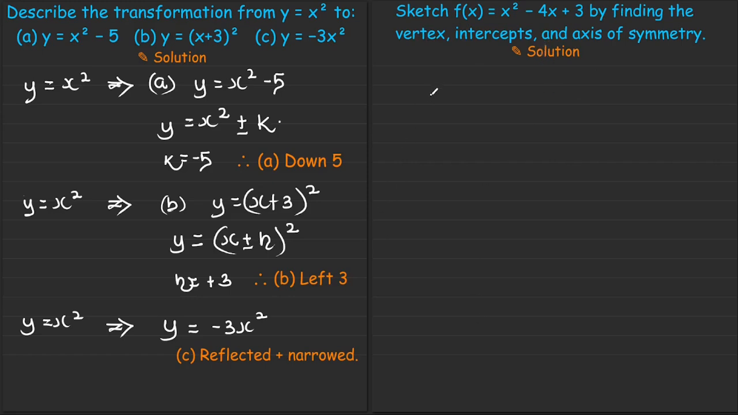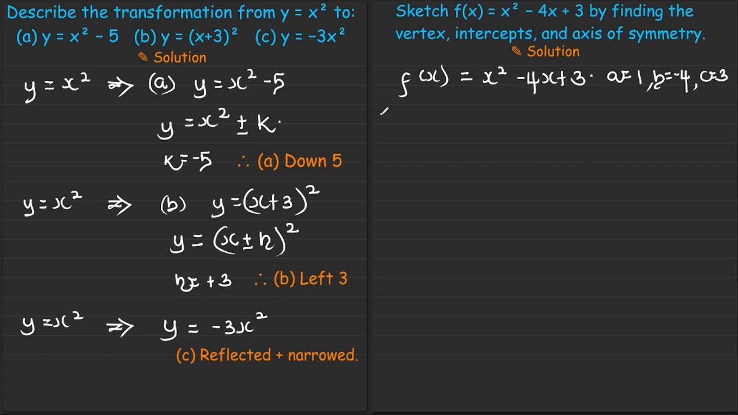We know what our function is. So we know f of x is equal to x squared minus 4x plus 3. And if you compare it to the standard form, then our a is equal to 1, that is the coefficient of x squared. Our b is equal to negative 4, that is the coefficient of x. And our c is equal to 3. So we have all of these. Now with all of these, we can find the vertex, the intercepts, and the axis of symmetry.